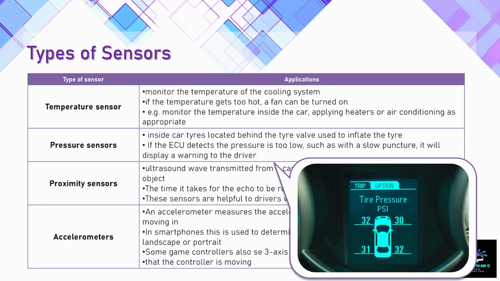Next we have a pressure sensor, and another perfect example is from a car. Here you can see the tyre pressure in the car is constantly measured by a pressure sensor, telling the driver how much air pressure is inside the tyre. This is just one example. Pressure sensors can be used in many different ways.